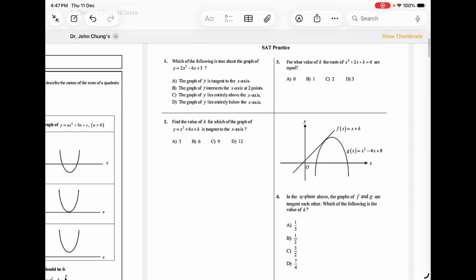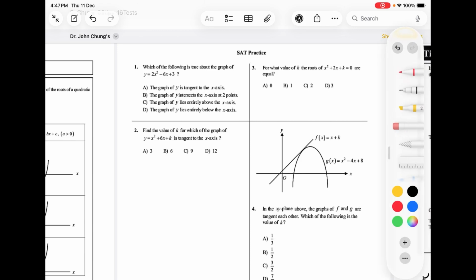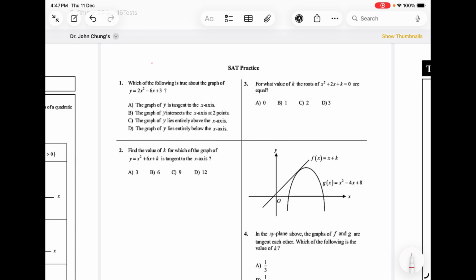The first question is, which of the following is true about the graph of y equals to 2x square minus 6x plus 3? So what we can do, we can simply find the discriminant. B square minus 4ac, so it is minus 6 square minus 4 into 2 into 3. It gives me 36 minus 24, which is positive. It means it intersects the x-axis at 2 points. So B is the answer.